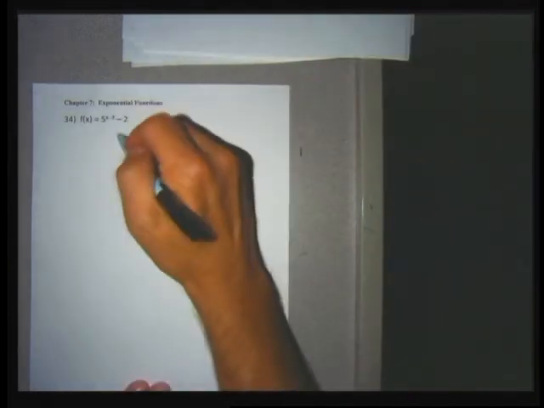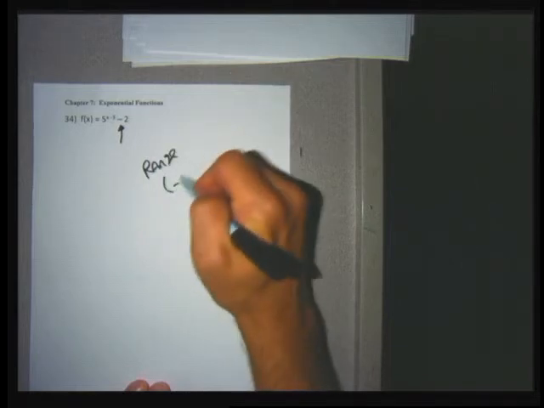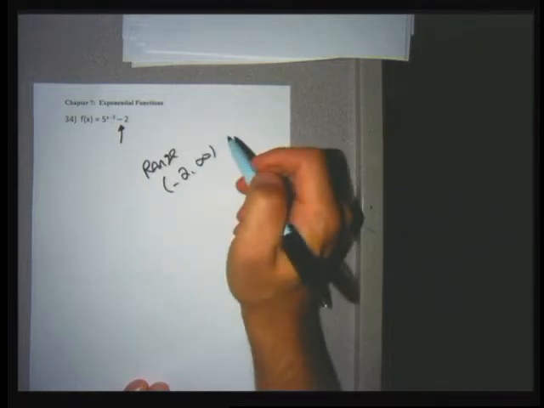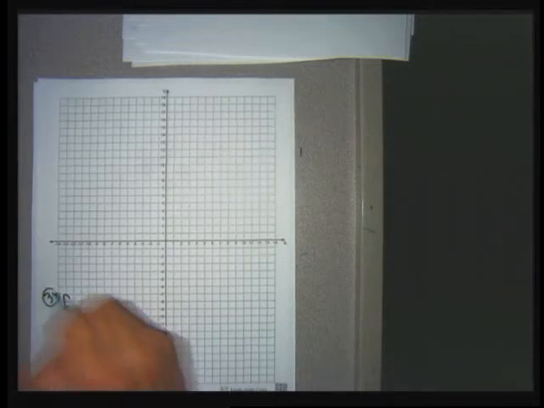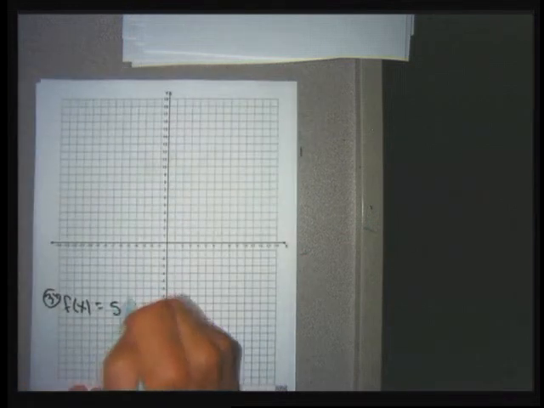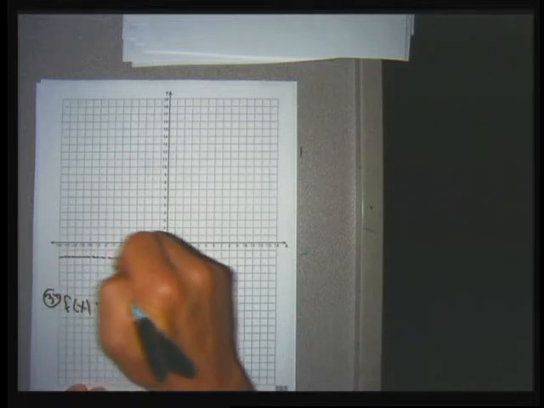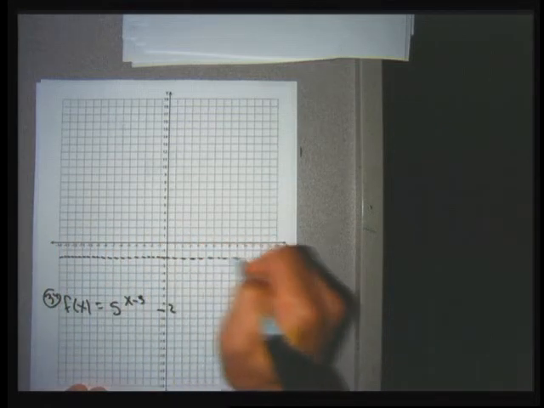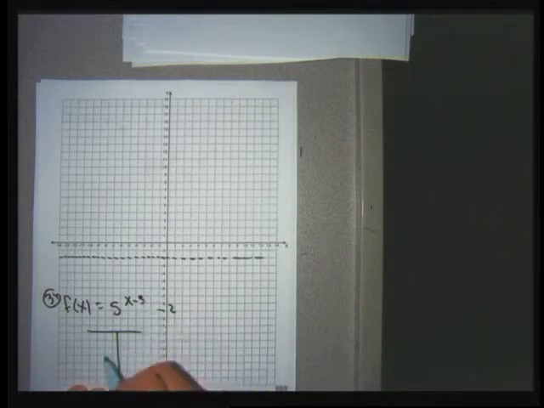For 34, that's going to impact the range. The range is going to go from negative 2 to infinity, and I'm going to draw a dashed line through negative 2 on the y-axis. So 34, f of x equals 5 to the x minus 3 minus 2. The minus 2 part gives me this dashed line through minus 2 on the y-axis, and then the minus 3 in the exponent makes me put 3 in the middle of the x column for my table.